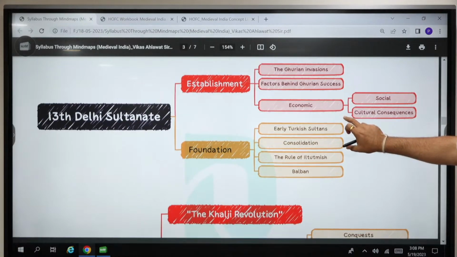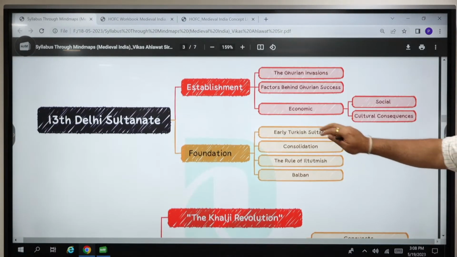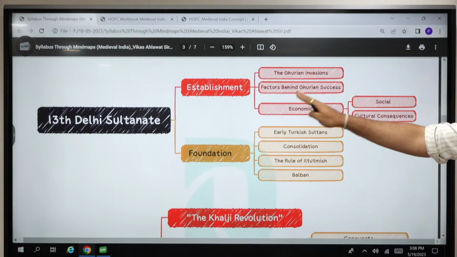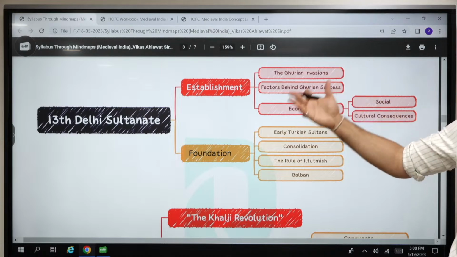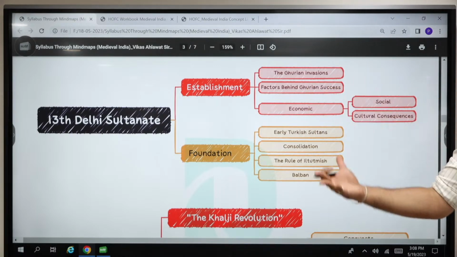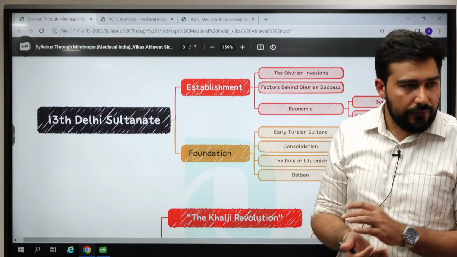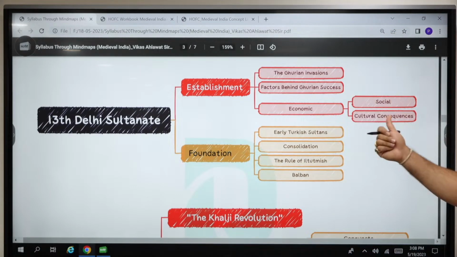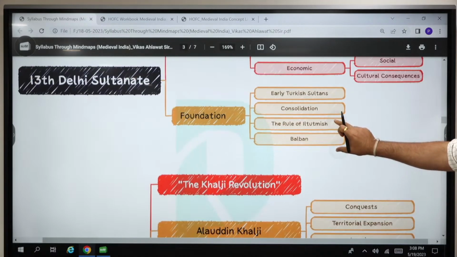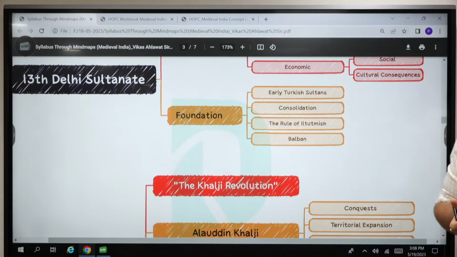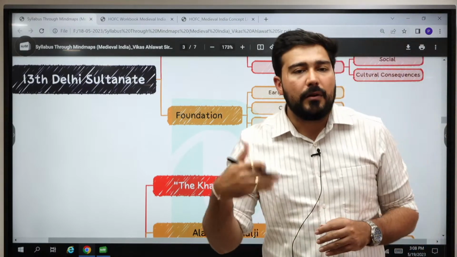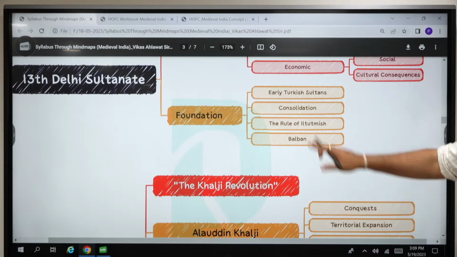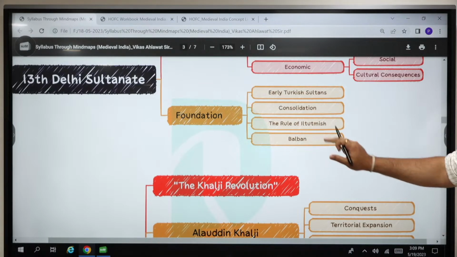Then these are the topics which we were discussing yesterday. 13th century Delhi Sultanate. So Delhi Sultanate establishment, first we see the Ghurian invasions, okay. Then factors behind those successes, we had discussed why Rajputs got defeated, okay. Then the impact of the same on economy, society and culture. Then the foundation of early Turkish Sultan, which includes Qutubuddin Aibak. Then comes Iltutmish, and thereafter we see the rise of Balban, okay. So all this we have to study, the rule of Iltutmish, Balban.